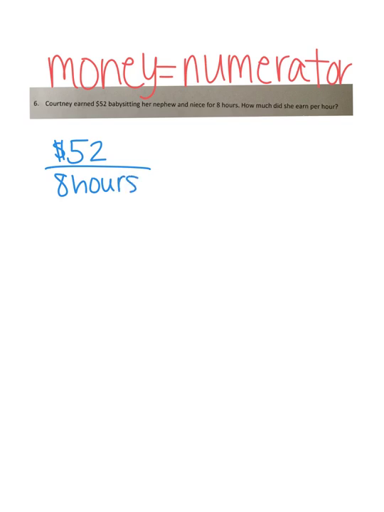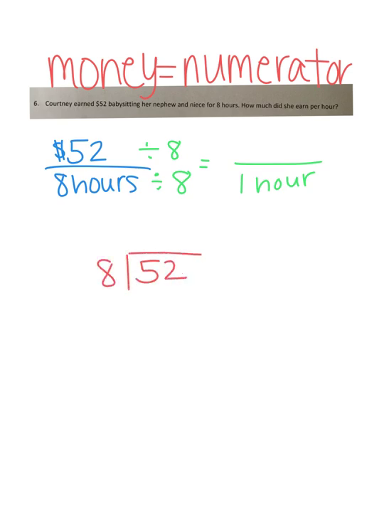So this was a twofer. Money was in the numerator, time was in the denominator. So that should have been an easy one to set up. Then we divide by our denominator, which is 8 here. So we have 1 hour on the bottom, 8 divided by 8. And now we need to divide our numerator. So 52 divided by 8. So 8 can't go into 5, put a 0. 8 goes into 52 6 times. 6 times 8 is 48. Borrow, and we're left with 4.